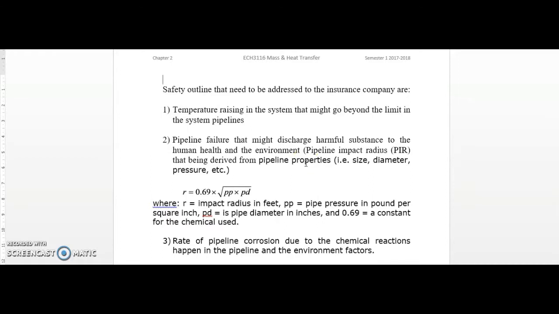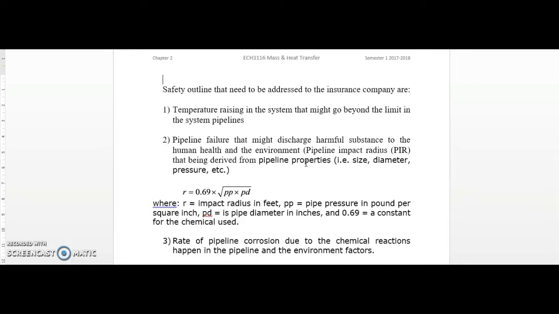Today I'm going to talk about the safety outline that needs to be addressed to the insurance company, which is the temperature rising in the system that might go beyond the limit in the system pipeline. So what we can do is put a temperature indicator in the pipeline so it can show when the temperature goes high, so the workers can take precautionary steps, which is to reduce the temperature by putting in a cooler or another substance to reduce the temperature.